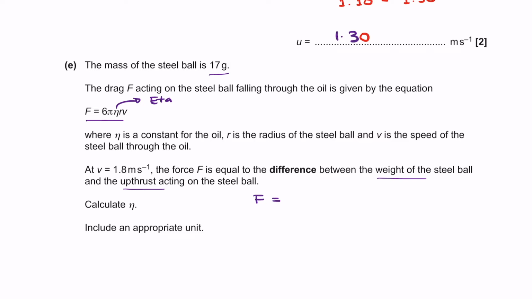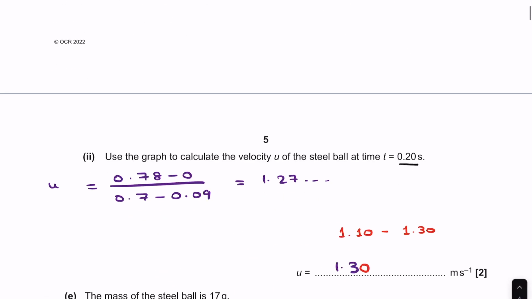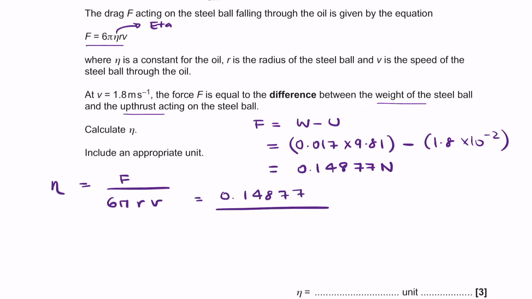So force is equal to the weight minus the upthrust. The weight of the ball is 0.017 in kilograms times 9.81, minus the upthrust, which we calculated in our previous question in part C, which is 1.8 times 10 to the minus 2. That gives me a value of 0.14877 newtons. So if I rearrange for eta, it is equal to F over 6 pi r v. That is 0.14877 over 6 pi times r, which is 8.1 times 10 to the minus 3 meters, times the velocity, which is given to us as 1.8 meters per second. And that results in a value of 0.54.